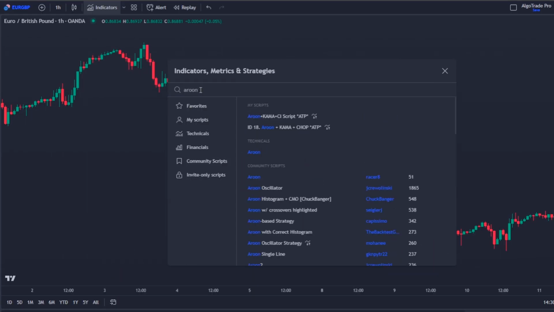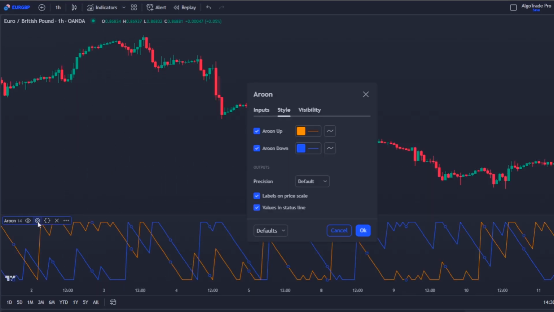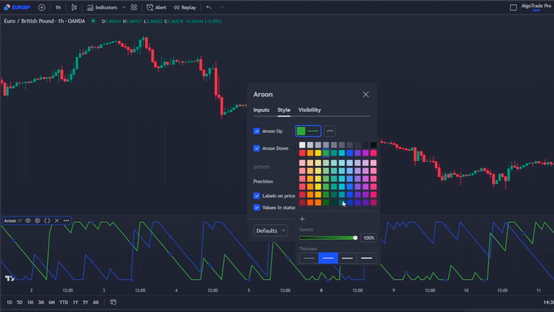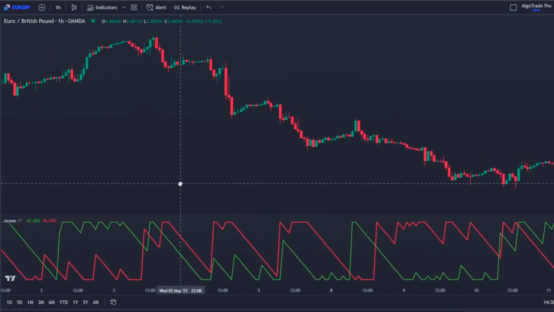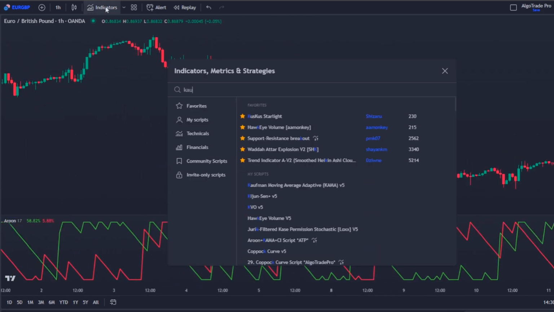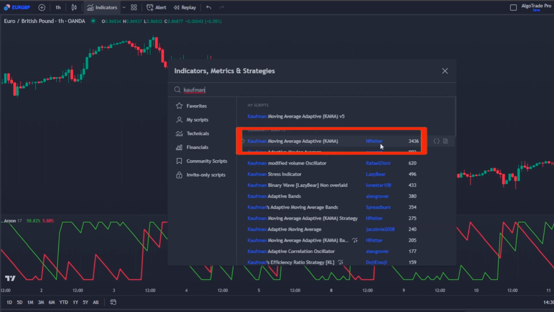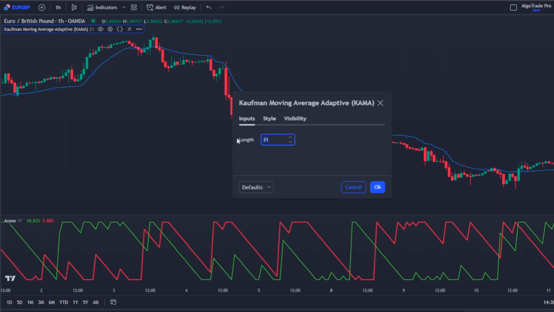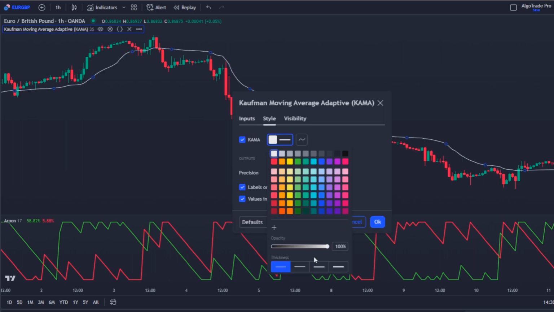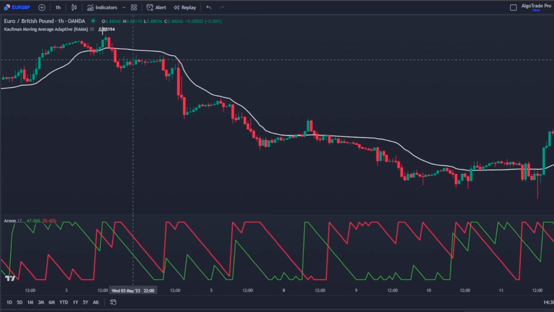The first one is the Aroon, where you need to change its length to 17, and on the style section you can change the Aroon up line to green and the Aroon down line to red to make the signals easy to see. Then you need to add the Kaufman Adaptive Moving Average by H. Potter, where you need to change the length to 35, and I will also change its color to white and increase its thickness a little bit.